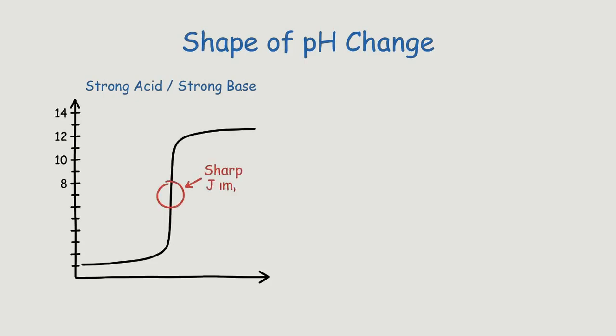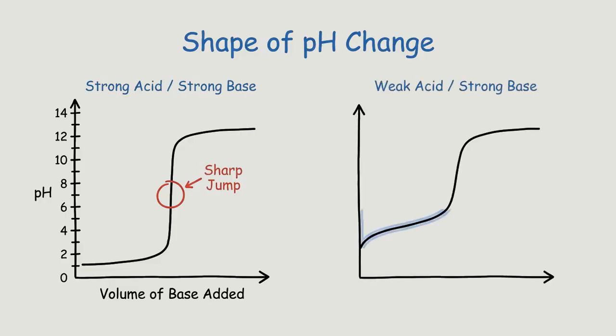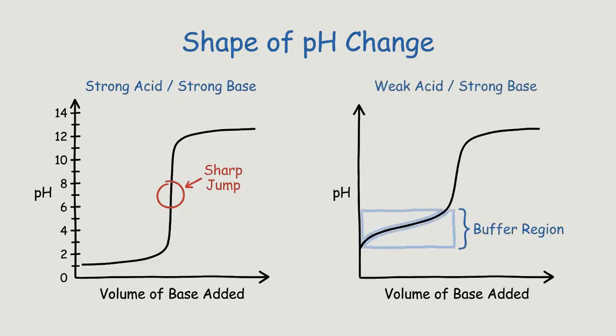The shape of the pH change depends on the acid and base involved. Strong acid, strong base titrations have a sharp pH jump, making indicator choice flexible. Weak acid, strong base titrations have a buffer region and a basic equivalence point, so indicator choice matters more.